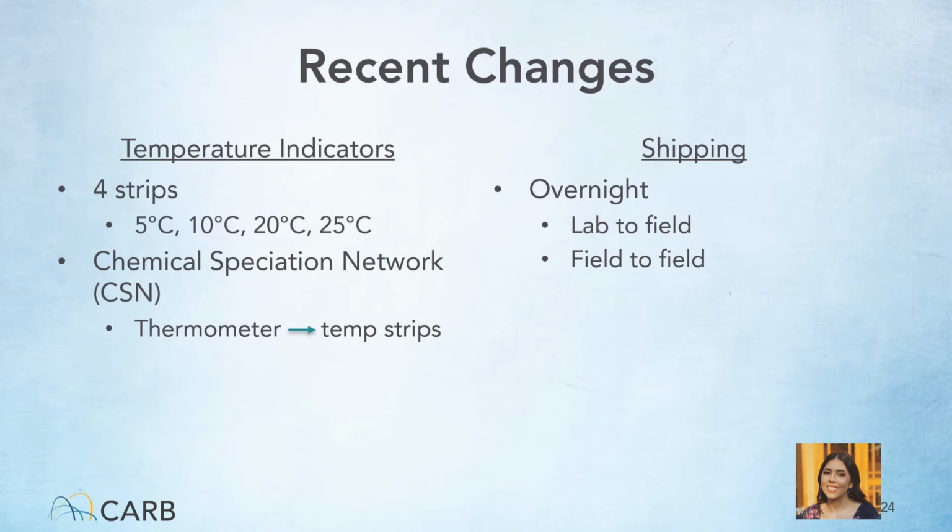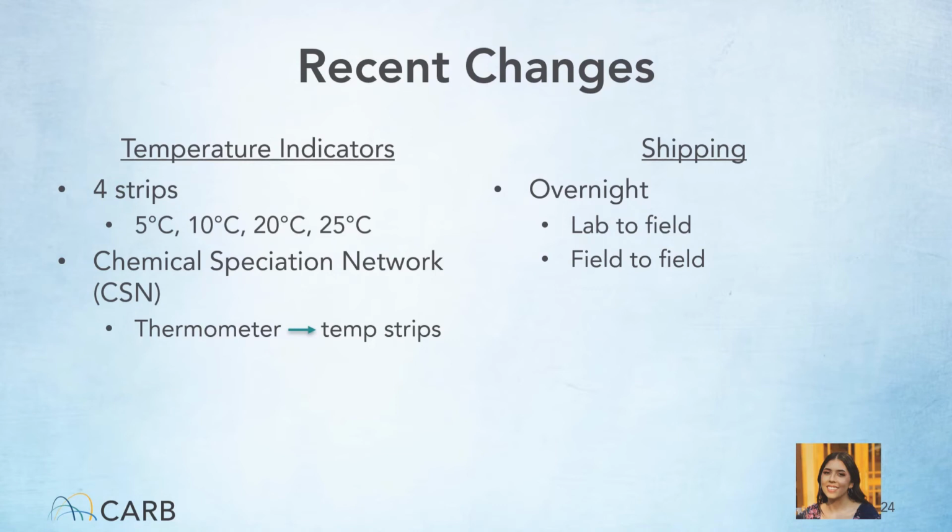So as was shown on an earlier slide, we are now able to more precisely assess temperature of post-sampling filters during transport. We accomplished this by using 2 additional temperature strips, the 10 degrees Celsius and the 20 degrees Celsius. Having these 4 indicators allows for a more precise assessment of transport temperature of the shipping containers from the field, which could help us decrease the number of invalid warm samples.